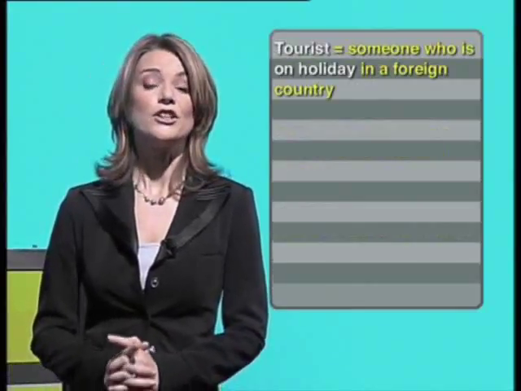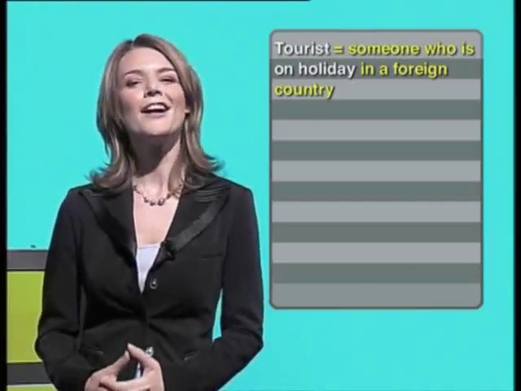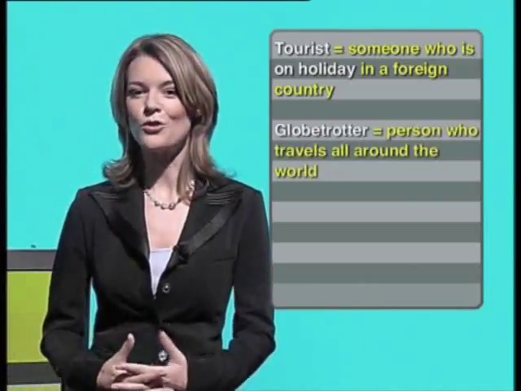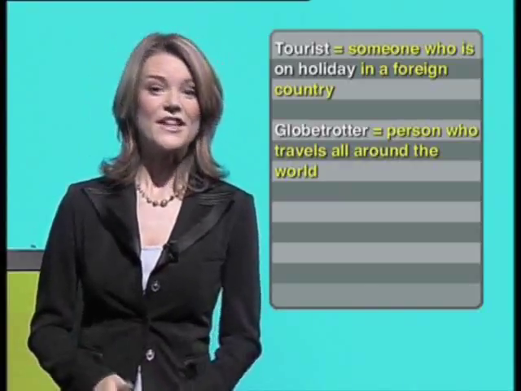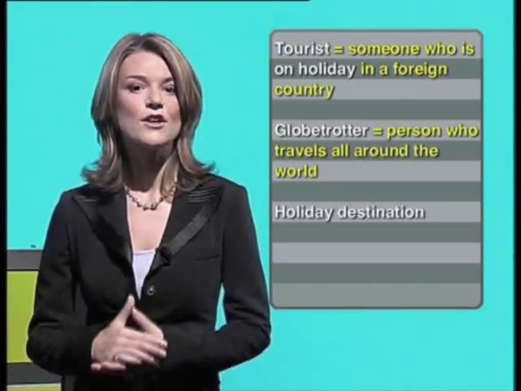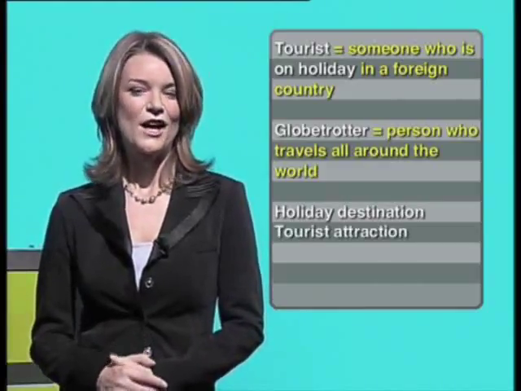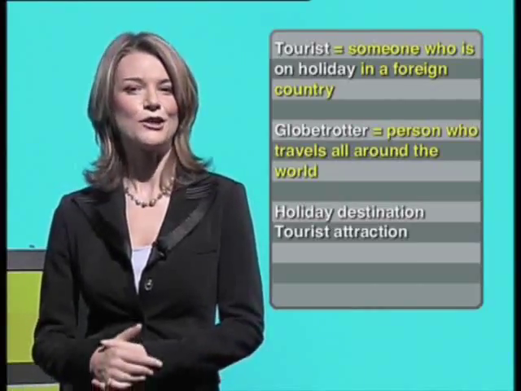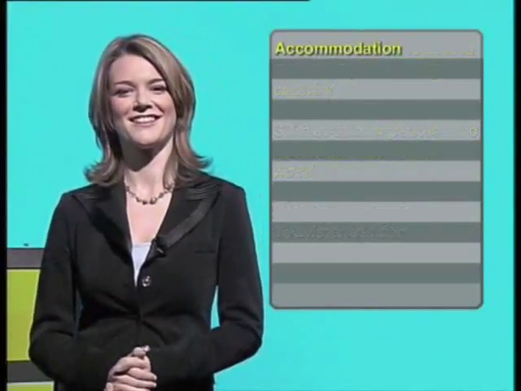Let's have a look at some other useful words and expressions to talk about travelling. I called Christine a globetrotter. That's a person who travels all around the world from one country to another country. She visits America, then Japan, then Kenya and Spain. A holiday destination is a place where people go on holiday, like Paris and Ibiza. A tourist attraction is something people visit, like Buckingham Palace and the Louvre. An important word for travellers is accommodation.